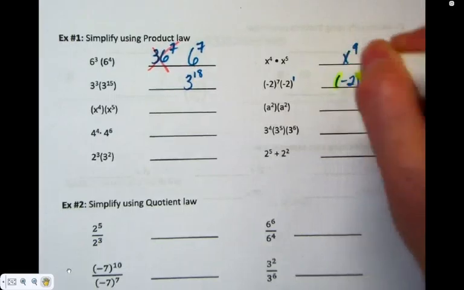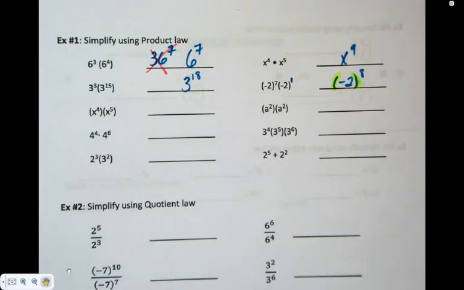So I'm just going to highlight them, just so when you look back to this example, you realize that we've kept those brackets. If you were to drop them, you would make this negative, and it's not negative, it's positive.